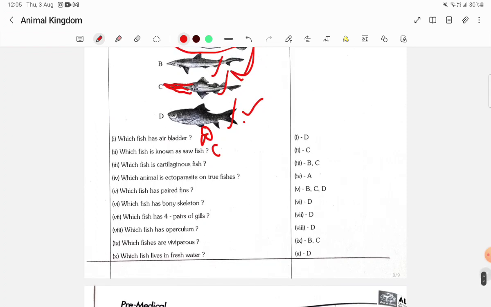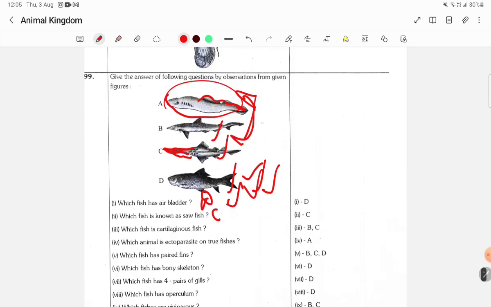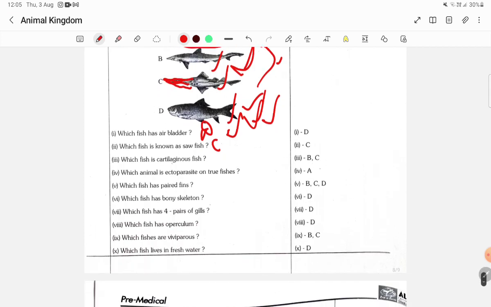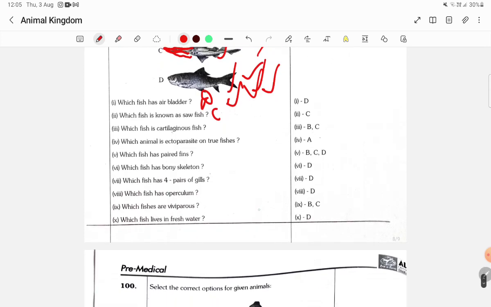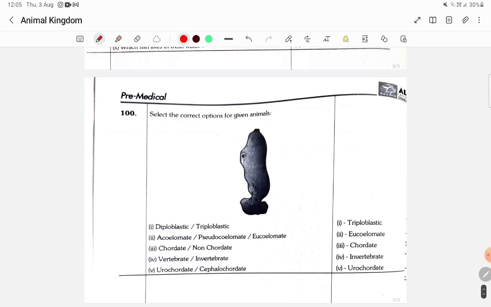This D has the bony skeleton. Which fish has four pair gills? So the fishes with bony skeleton have four pair gills. Which fish has operculum? Operculum is also found in bony fishes. Coming on, which fish are viviparous? So these two fishes are viviparous. Which fish lives in fresh water? This fish.